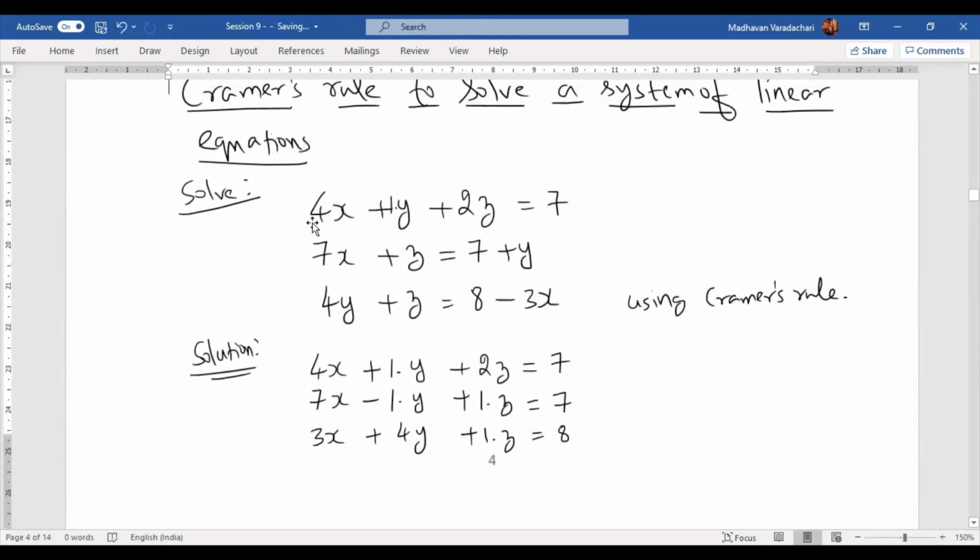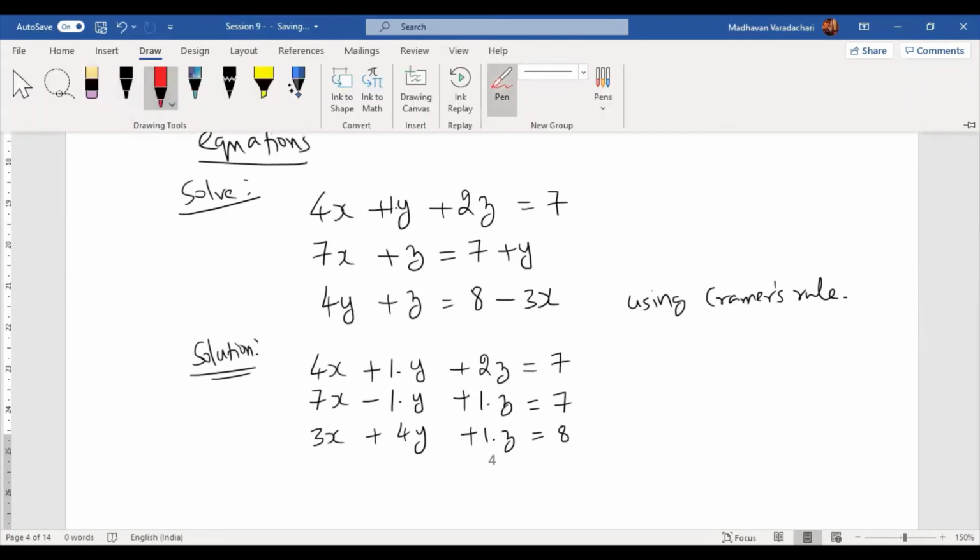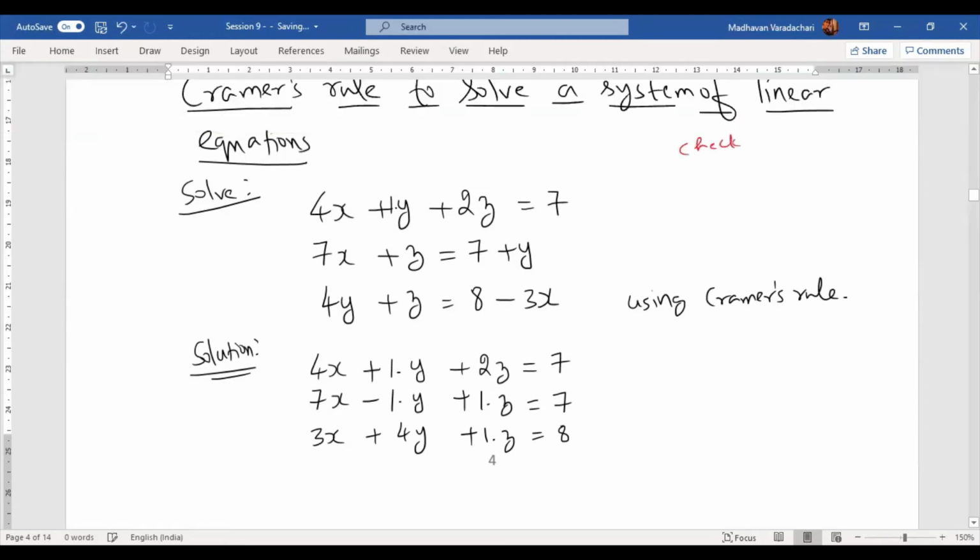Here it is. I can check here itself. Let me write, check here. 4 into 1, it is 4. 1 into 1, it is 1. 2 into 1, it is 2. What do we get? It is 7. So it is verified. 7 into 1, it is 7. Plus 1, it is 8. This is the left hand side. And even if I substitute, 7 plus 1, it is 8 only. That is also verified. 4 into 1, 4. Plus 1, we get 5. This is the LHS of the third equation. Now RHS is what? 8 minus 3 into 1. 3 into 1 is 3. That is also 5. That is also verified.